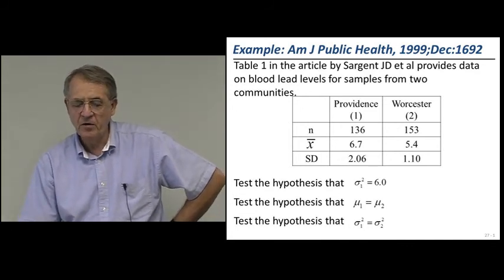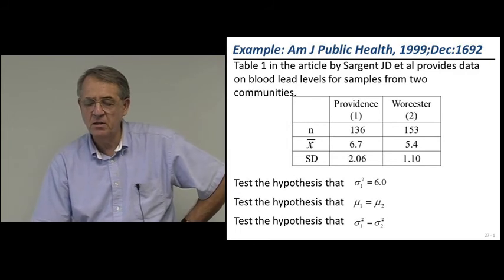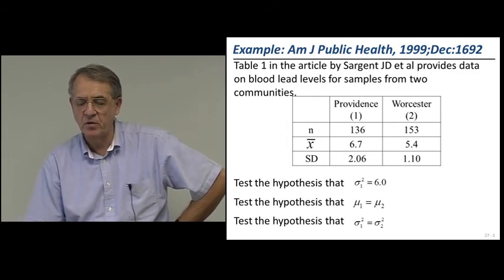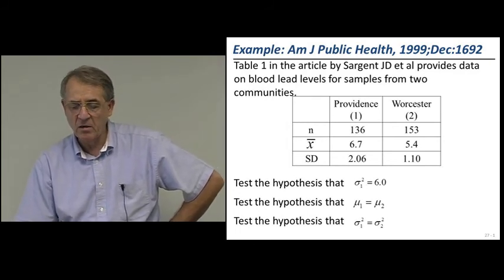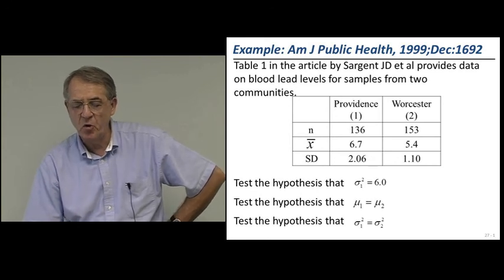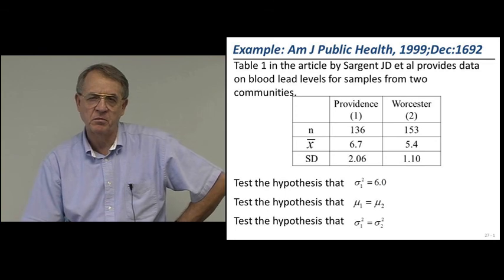The next thing I'd like you to do is to test the null hypothesis that these two population variances are equal. After you do that, then use the appropriate test for testing the null hypothesis that the two population means are equal.